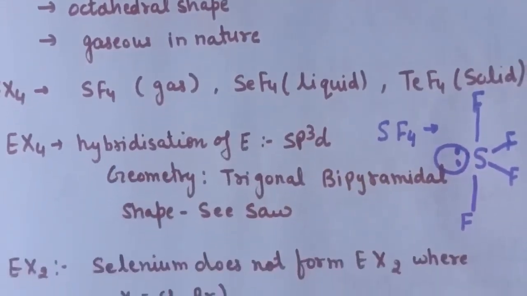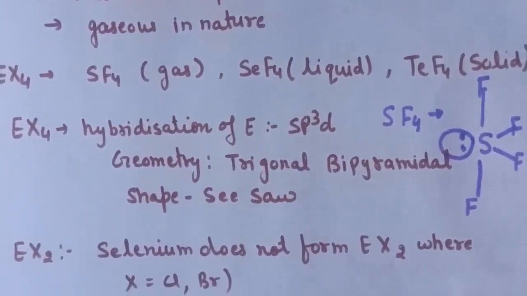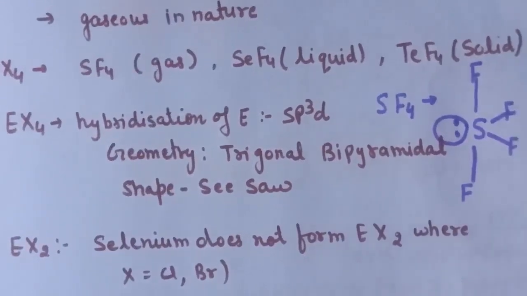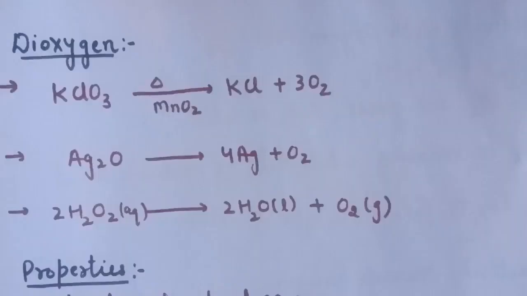Next we have EX2. Selenium does not form EX2, where X is chlorine and bromine. Other elements form EX2 types, and selenium does not form EX2 type of halides.